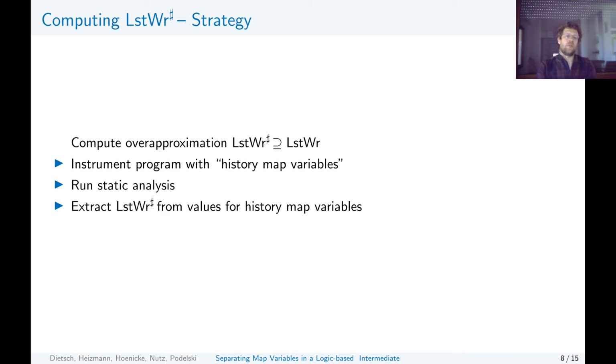We will go in 3 steps, namely we instrument the program with history map variables, as we call them. Each of these variables stores a history of when a given map at a given index was last written, namely by the statement with which label. And then we run a static analysis, which gives us information about these history map variables. And from this static analysis result, we can extract our over-approximated relation.